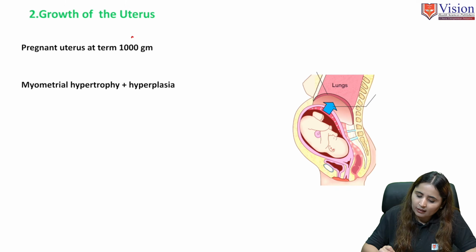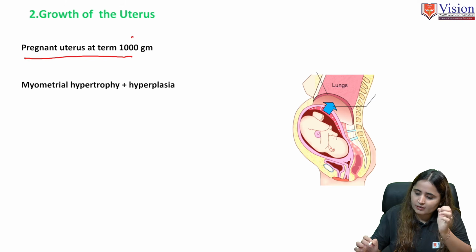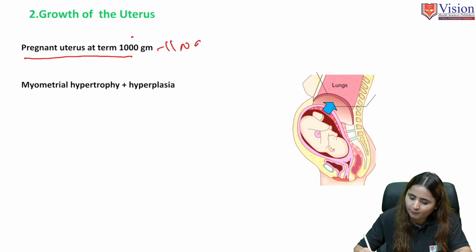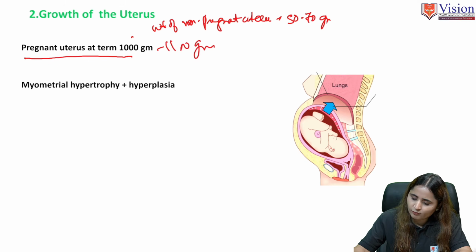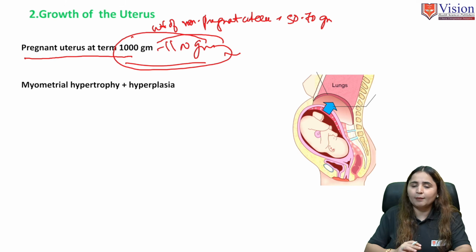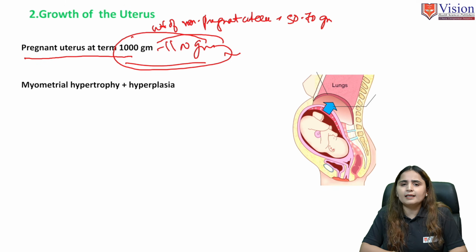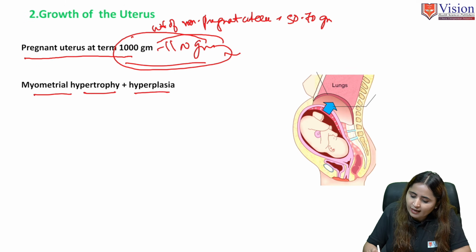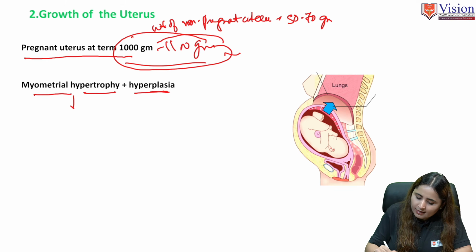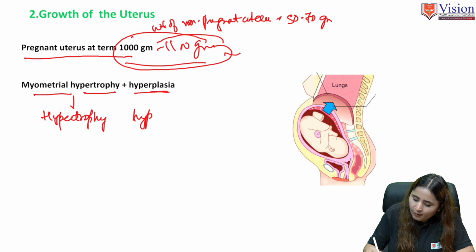The pregnant uterus at term weighs around 1000 to 1100 gram. We all know that the weight of the non-pregnant uterus is 50 to 70 gram, whereas the weight of the pregnant uterus is about 1200 gram. Apart from this increase in weight, another important change is myometrial hypertrophy and hyperplasia. So there is hypertrophy and hyperplasia of the myometrial muscles.